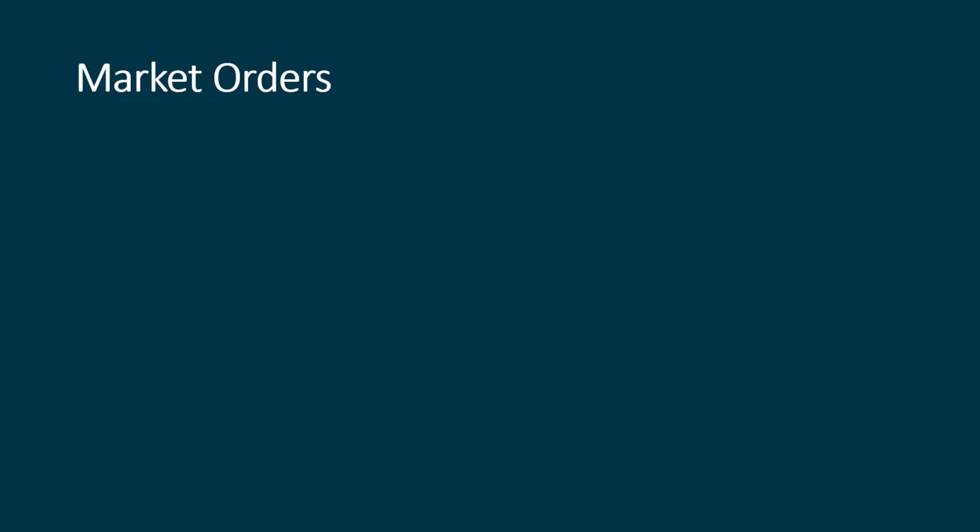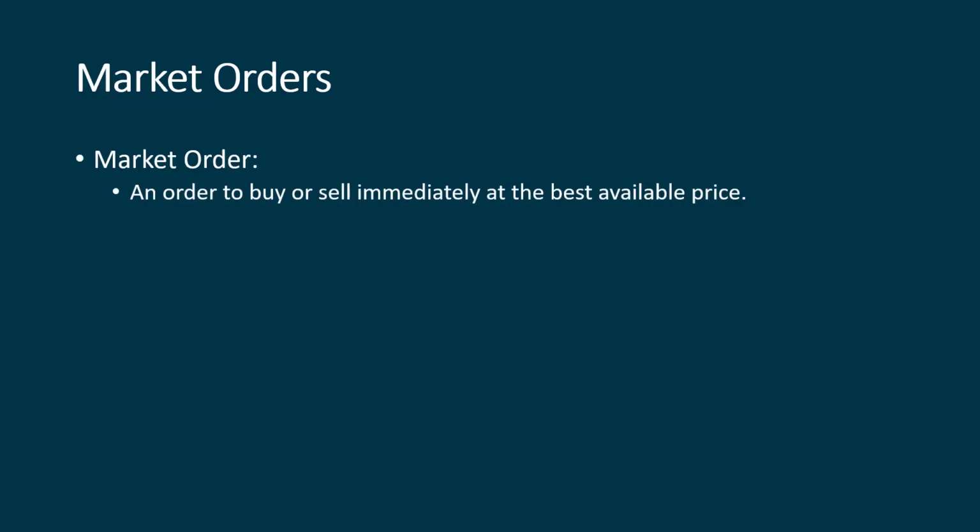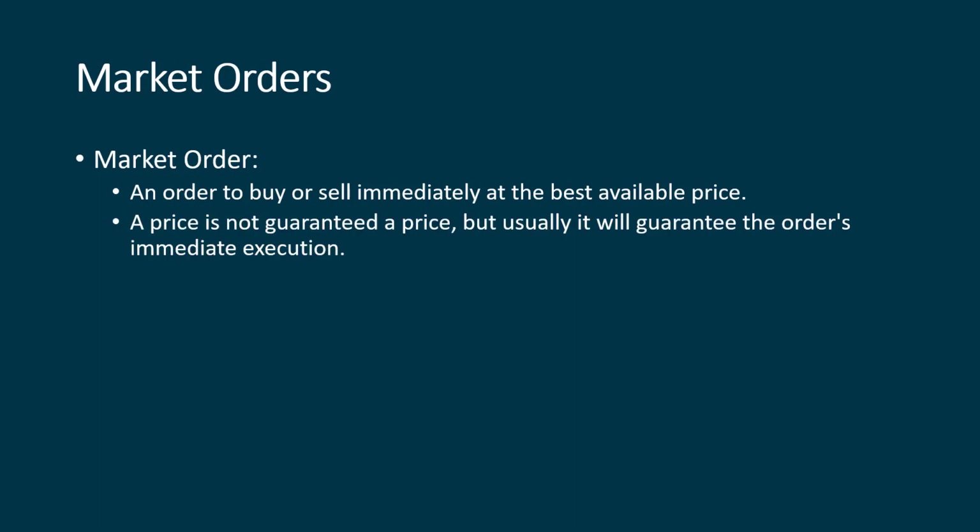Let's talk about market orders. A market order is an order to buy or sell immediately at the best available price. There can be a lot of what we call slippage with this. You may think that you're getting out at 20 when you actually get out at 19.5 or at 21. It can work against you or it can work for you. A price is not guaranteed, but it is usually guaranteed that you'll get this filled immediately.